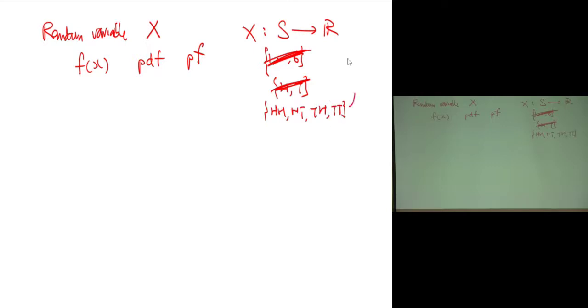So we try to map this to a real line, to some real number. So that's a random variable. For example, X represents the number of heads. Then it maps to 2, 1, 1, and 0, where X represents the number of heads in tossing 2 coins. Once we know the definition of a random variable, we would like to describe the behavior of the random variable through this f of x.